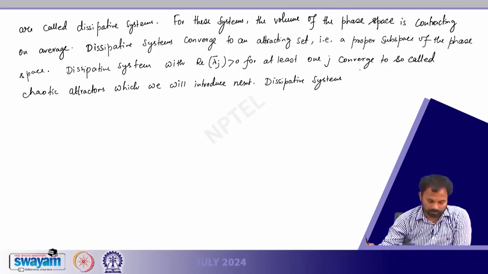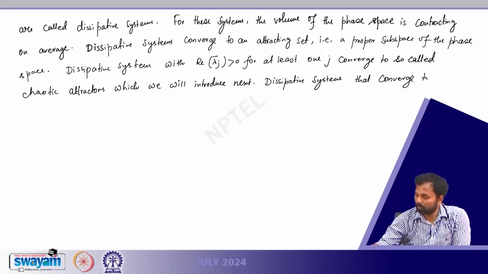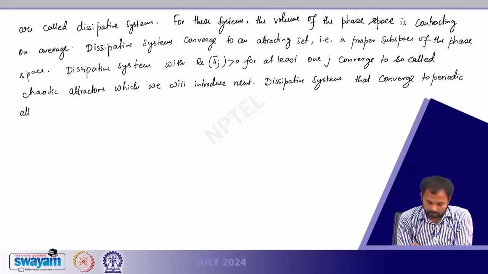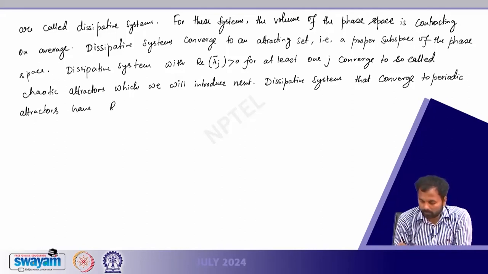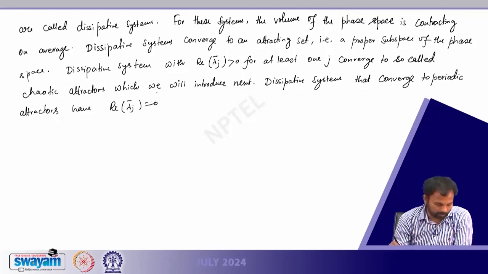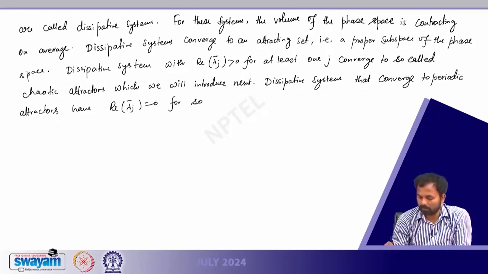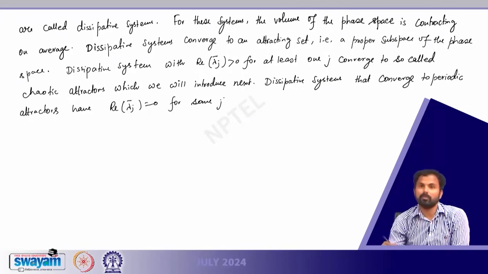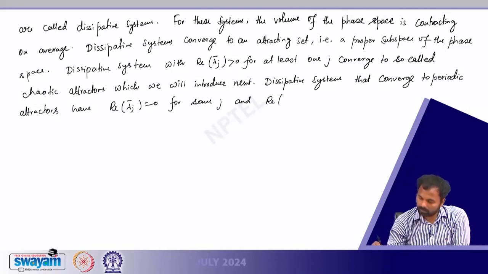Dissipative systems that converge to periodic attractors have real part of lambda j conjugate equal to 0 for some j. That means it could be for one j or for more than one j, for some j, and real part of lambda j conjugate less than 0 for the other ones.